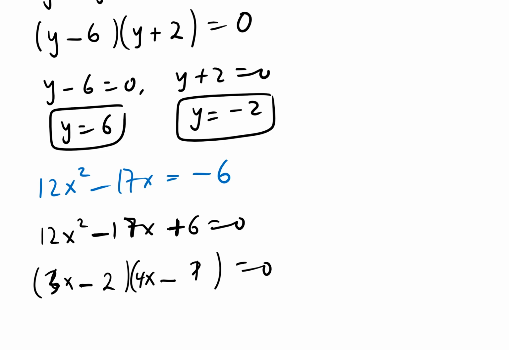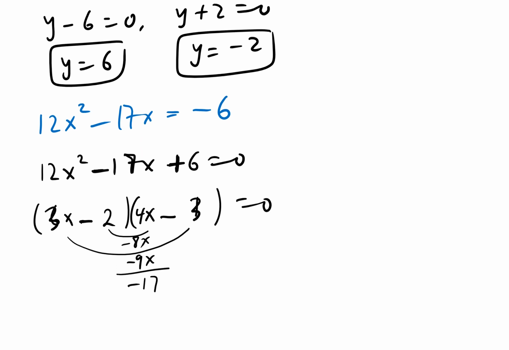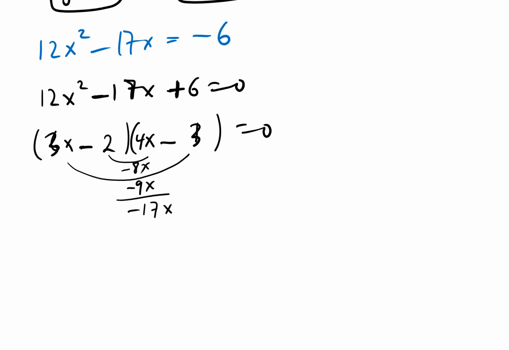2 here and 3 there. That's 8 and 9, 17. That works. 8 and 9. So you multiply these together, -8x. Multiply these together, -9x. So when you add them up, you get -17x. That's the middle one. So that confirms that the factorization is correct.